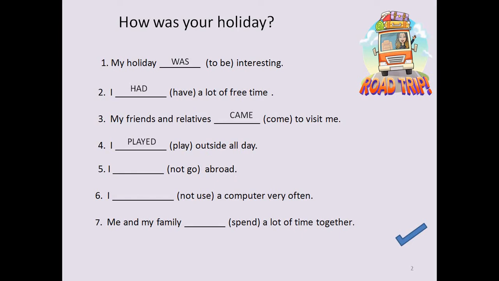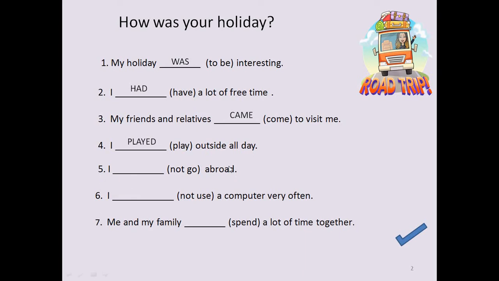Kao što vidite, u prve tri rečenice glagoli su bili nepravilni i koristili smo njihove oblike za prošlo vreme. Od glagola to be to je was, od glagola have had, a od glagola come dođi came. U četvrtoj rečenici imali smo glagol play koji je pravilan i kod pravilnih glagola dodajemo samo nastavak ed i na taj način gradimo prošlo vreme.